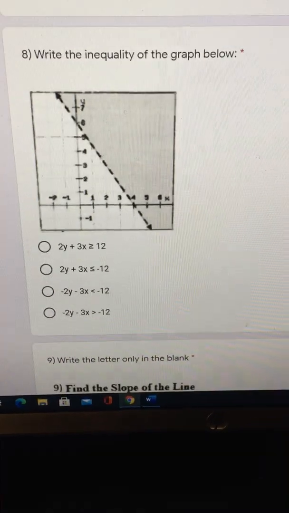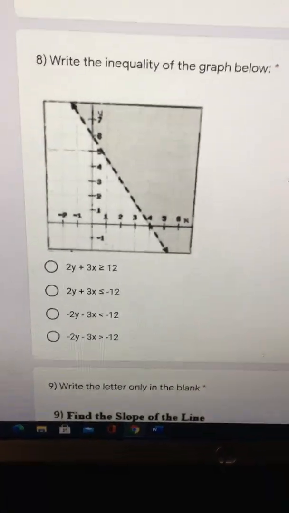Number 8 is back on my screen. Let me move back over here. I know we just keep jumping around. Number 8, here we go. Write the inequality that matches this picture.